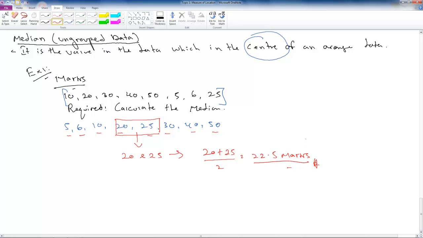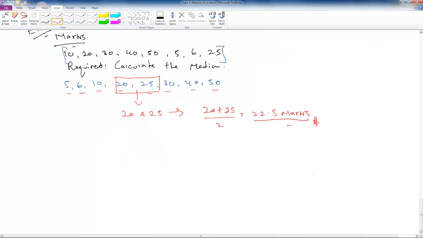A simple calculation. If you do this calculation, you have two values in the center, while if you only have one value, look at the next example. The next example we have 5, 20, 35, 10, 6, 4.